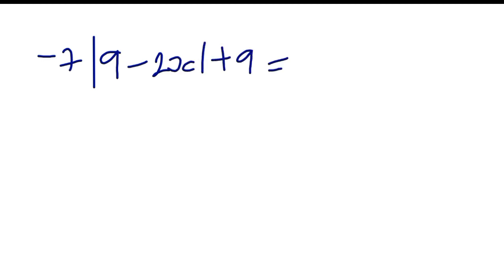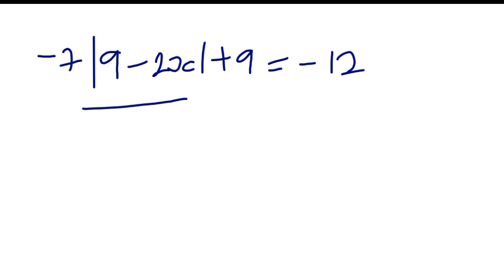Now, another example that we have is minus 7, then the absolute value of minus 2x plus 9 is equal to minus 12. Now again, this equation is not yet ready to be solved because we are yet to isolate the absolute value, which is this value.